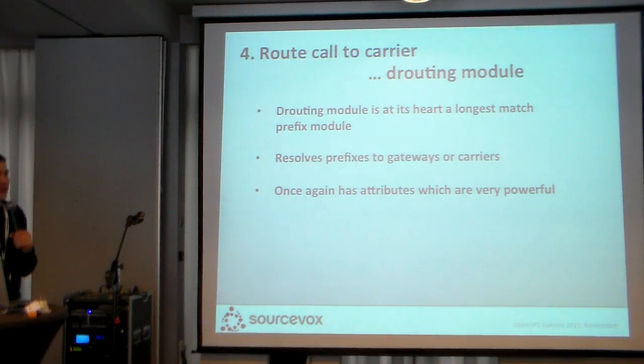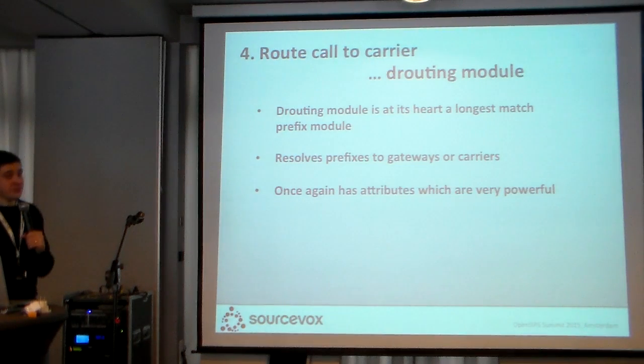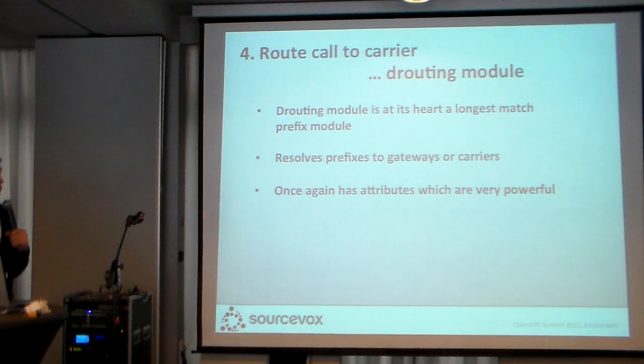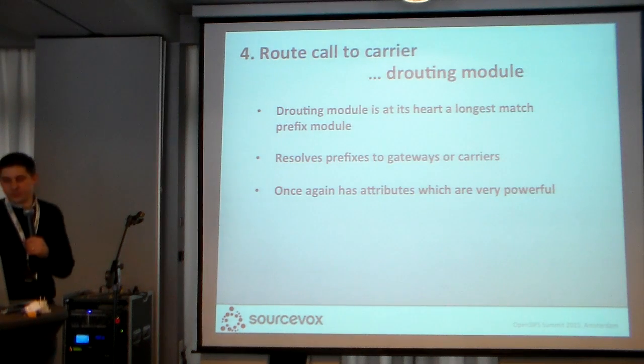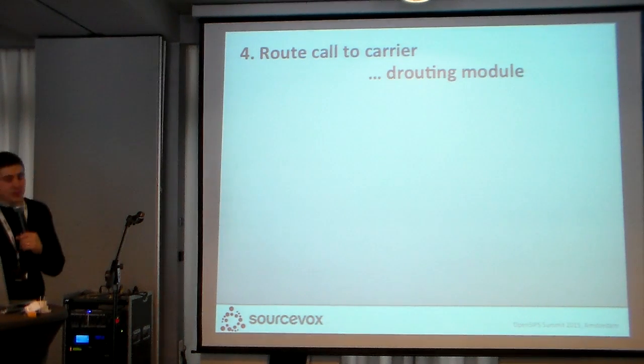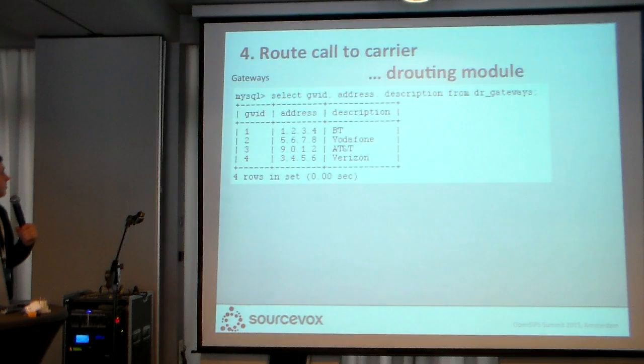And once again, there are attributes that you can use within this module. If you pull those attributes out and take advantage of them, you can do some very interesting things outside of the normal, just sending the call to the next carrier kind of scenario. So this is how the configuration may look within the dynamic routing module.